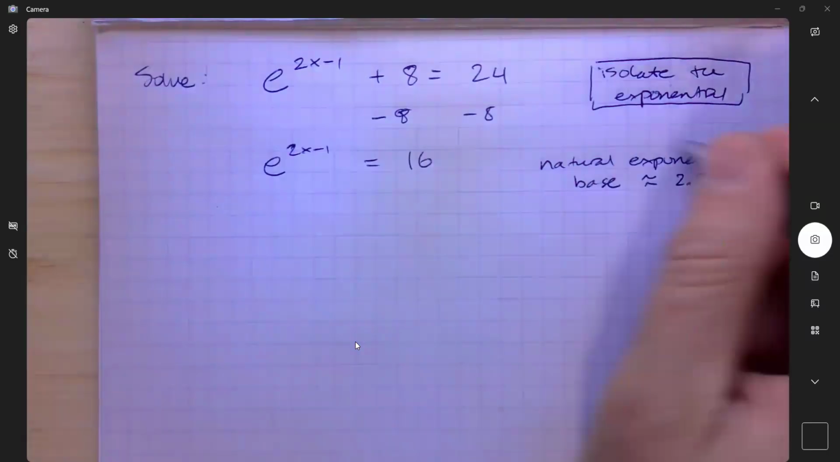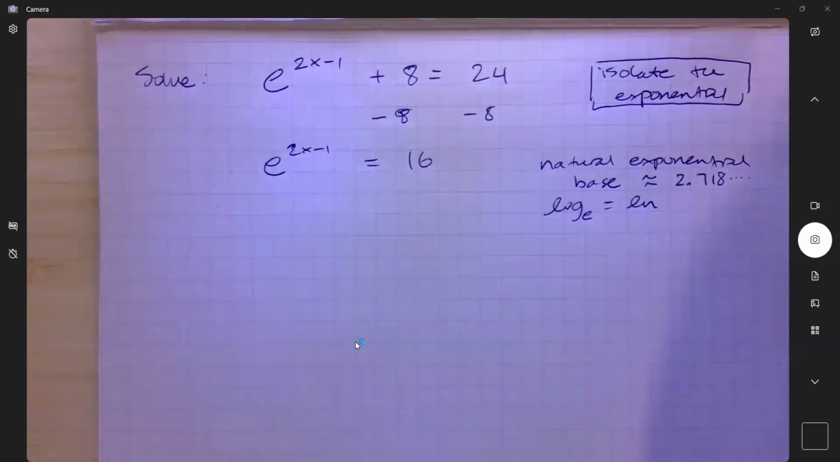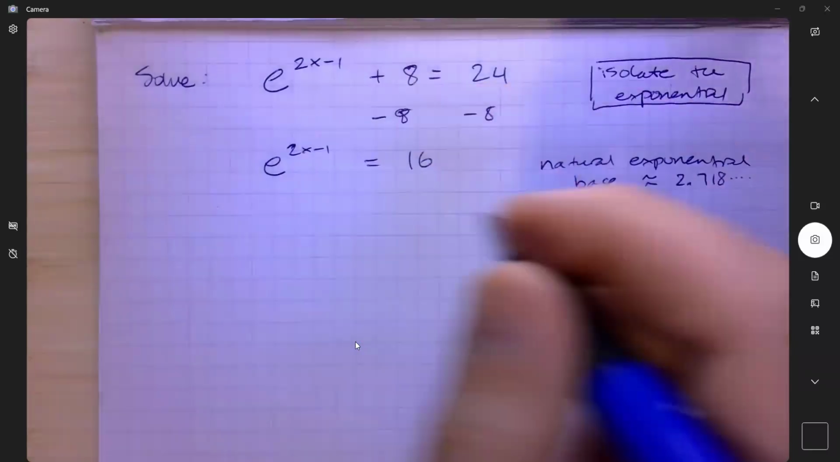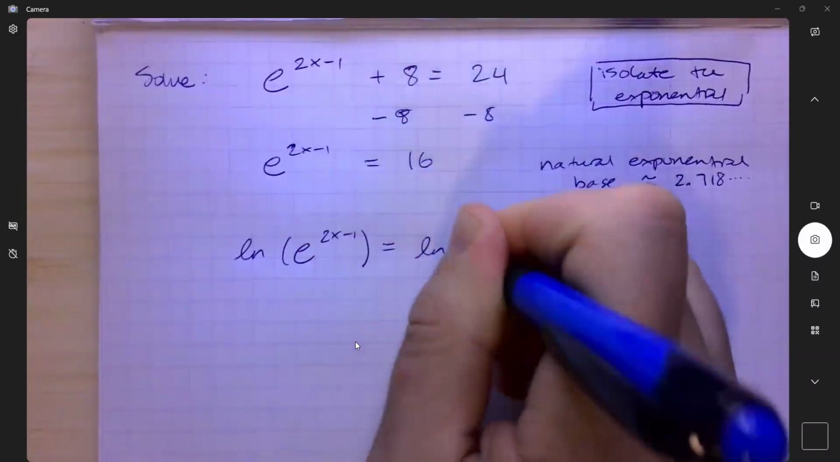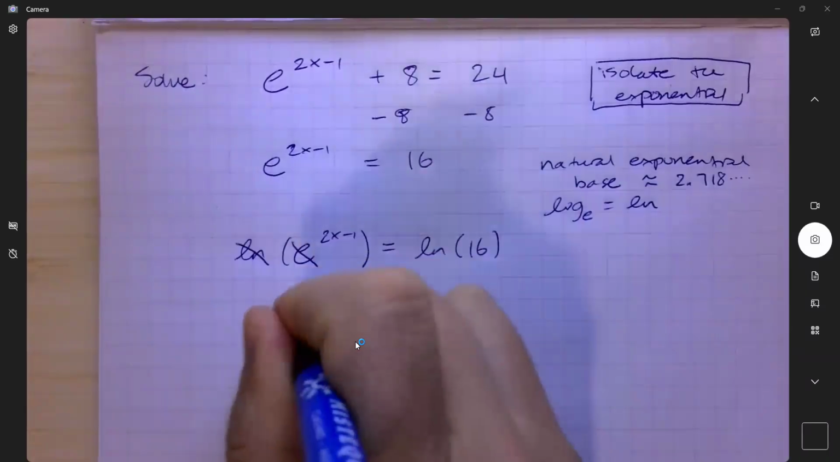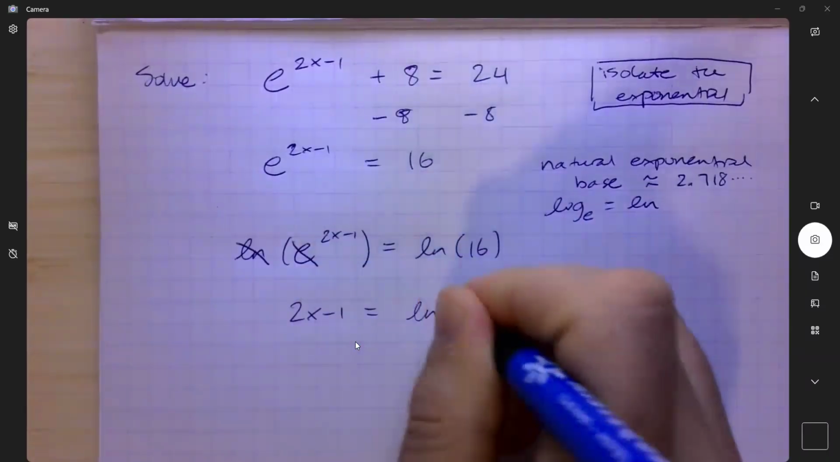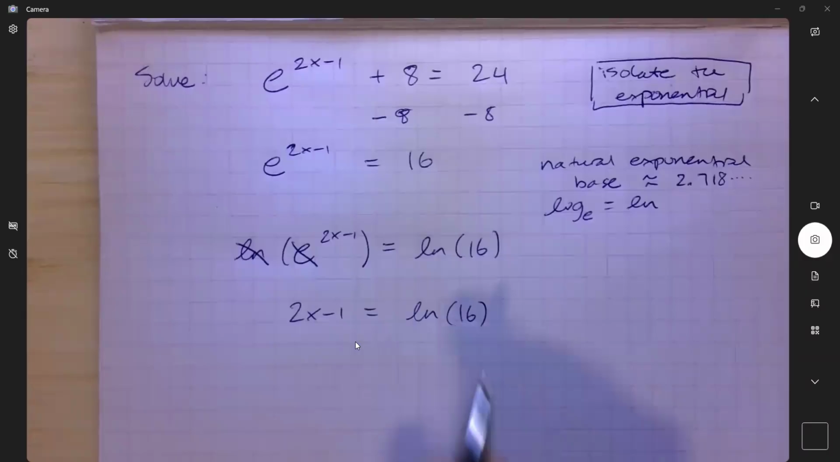And the logarithm for the natural exponential base, the log base e, we write as ln for natural log. So I'm going to take the natural log of e to the 2x minus 1, and that equals the natural log of 16. The natural log and the base e cancel, and it gives me 2x minus 1 equals natural log of 16. I could get a decimal approximation for this, but I don't really feel like it. That's a number. I happen to know that number is somewhere between 3 and 4, but it is a number and I'm good. I'll leave it that way.